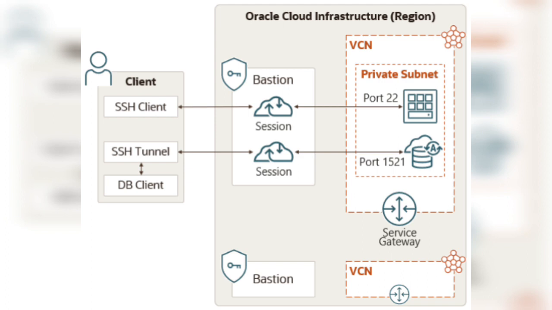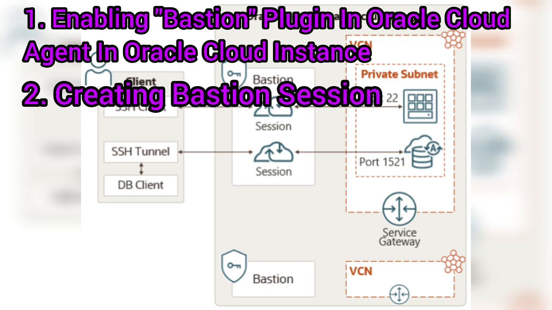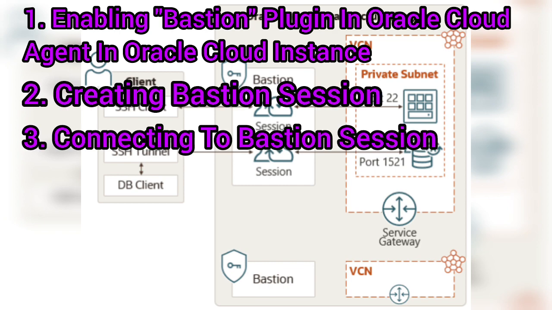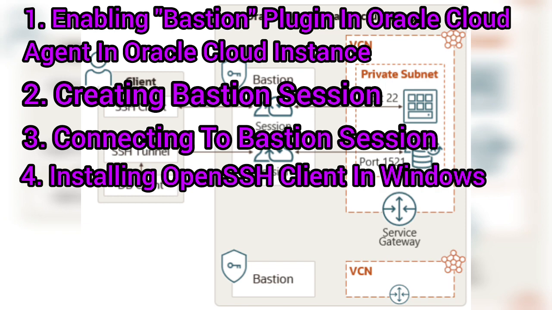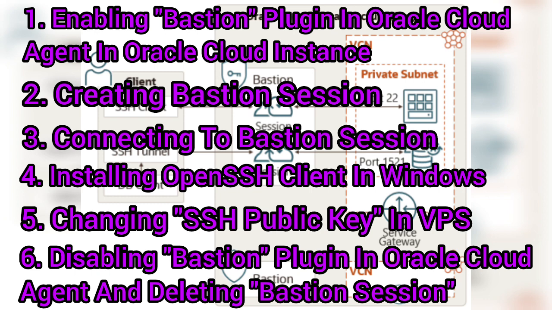Bastion is a free service. You can use this method to reset SSH key if you lost SSH private key in your VPS. Let's see what things we are going to do in this video. Enabling Bastion plugin in Oracle Cloud Agent in Oracle Cloud Instance. Creating Bastion session. Connecting to Bastion session. Installing OpenSSH client in Windows. Changing SSH public key in VPS. Disabling Bastion plugin in Oracle Cloud Agent and deleting Bastion session.